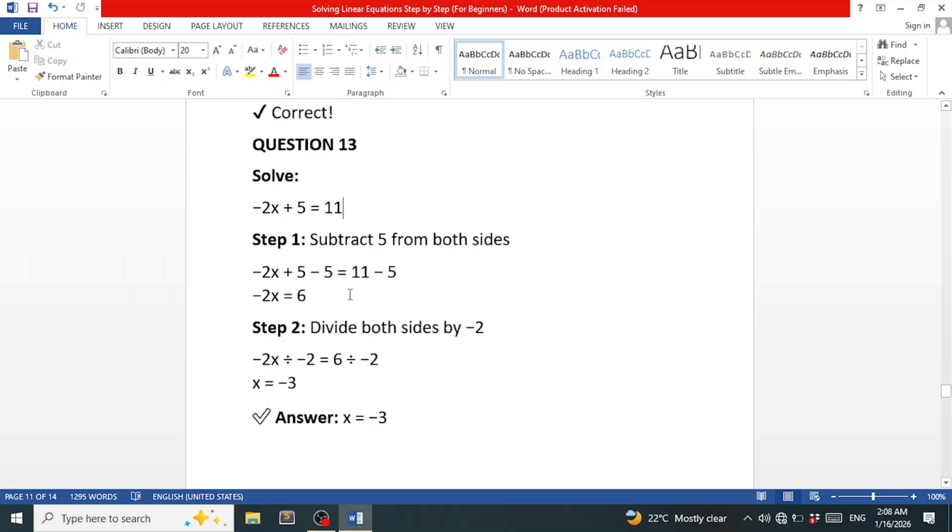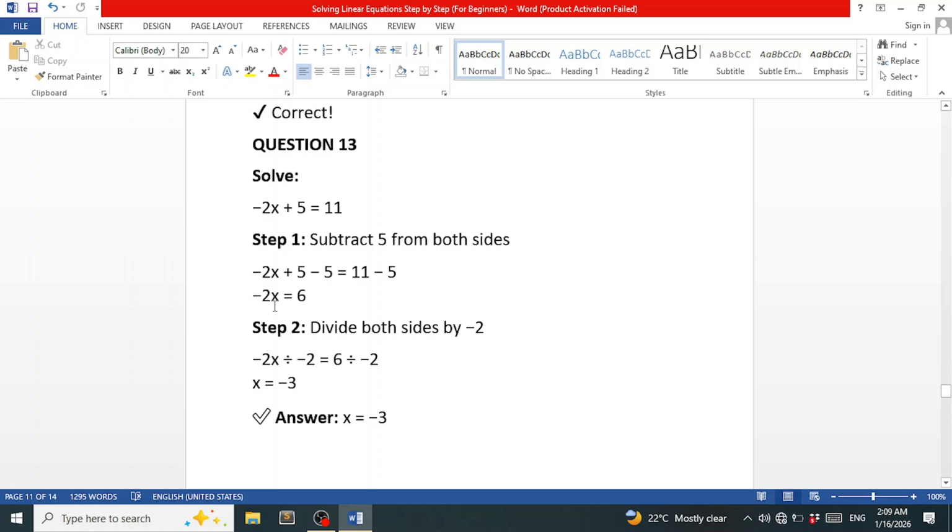Okay, so negative 2x plus 5 minus 5, you're going to have 0. Okay, here this is going to cancel with this. I see many teachers or students saying this 5 cancels with this 5, but basically they mean that 5 minus 5 you get 0. So negative 2x plus 0. Any number plus 0, you get that number itself. That is negative 2x, okay, equals 11 minus 5. That is 6.